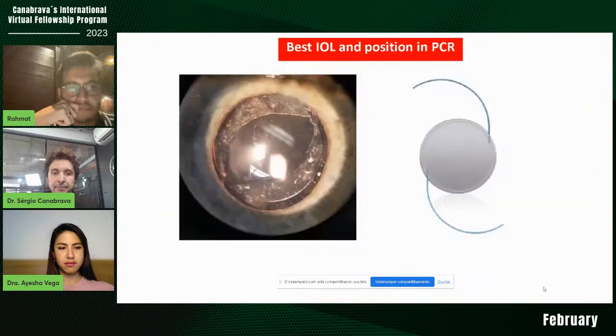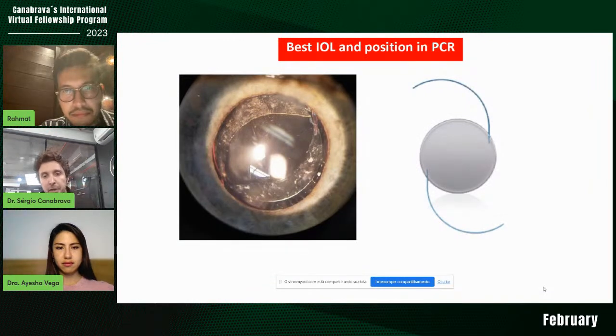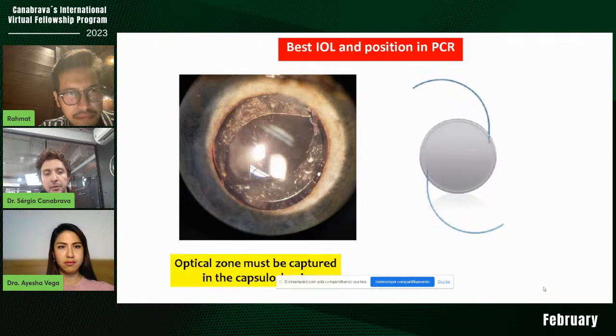inside the eye, okay? Another important point about anatomy of the eye is just to remember you had a paper about this topic. It is important to capture the optical zone in posterior capsule rupture. You discussed posterior capsule rupture in series 5 of this advanced cataract course and this fellowship. And just remember this, if you have posterior capsule rupture, you need to capture the optical zone, as you can see in the left side, and you need to use a three-piece IOL, okay?